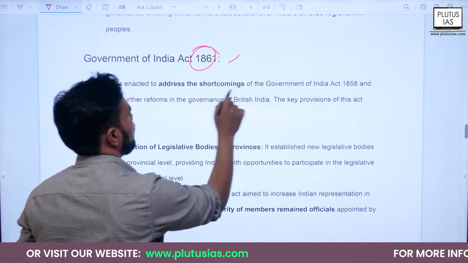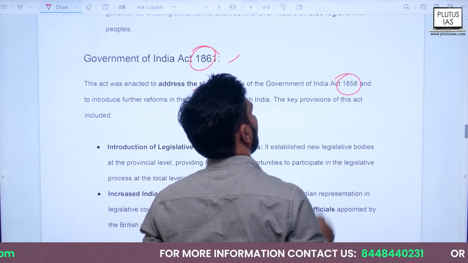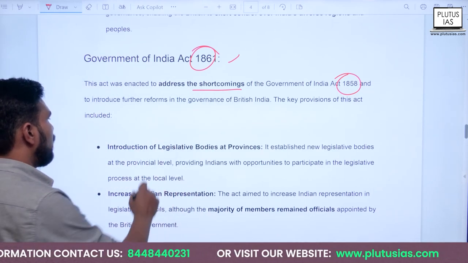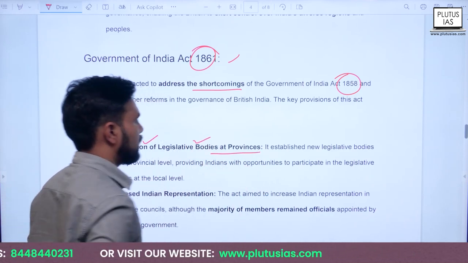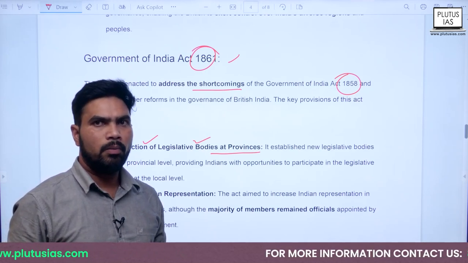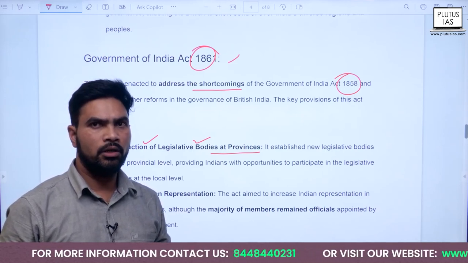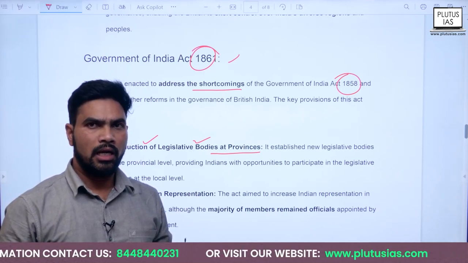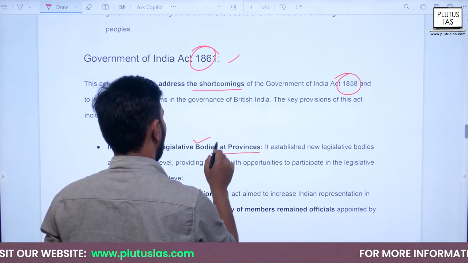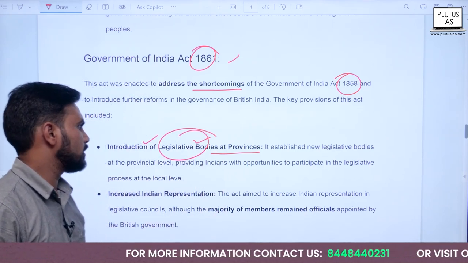This act has been brought to address the shortcomings in the earlier act, the Government of India Act of 1858. The important provisions in this act are the introduction of legislative bodies at the provinces. There was Madras province, there was Bengal province, etc. Provinces means states in today's language. So in the states also, legislative bodies have been introduced.